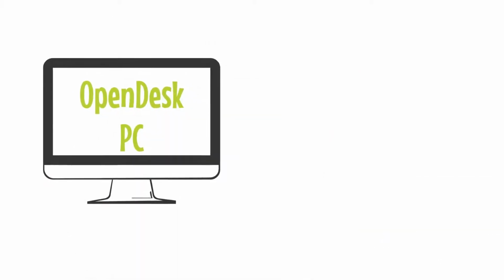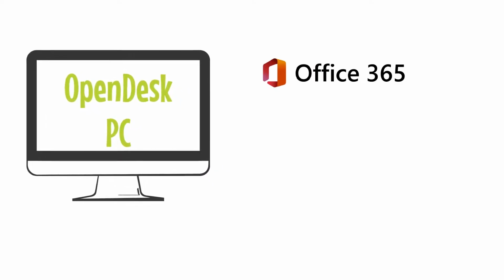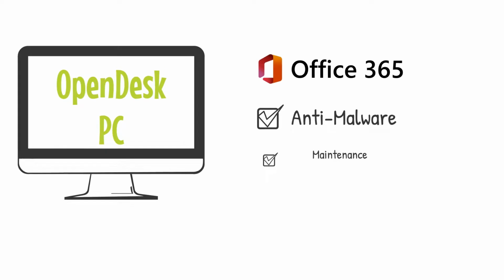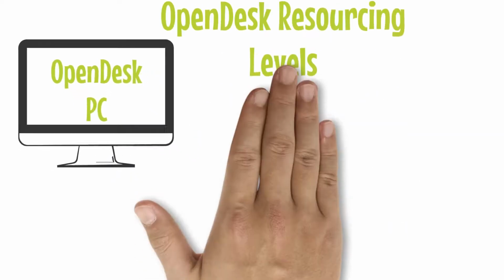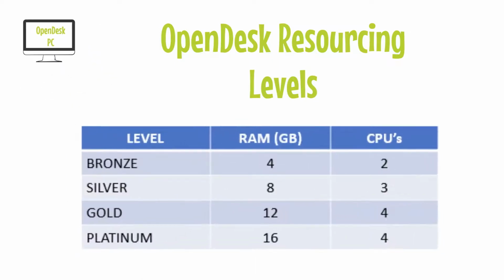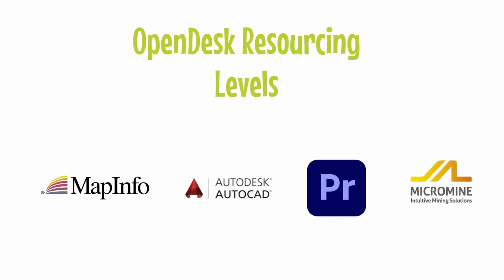Each OpenDesk PC comes complete with a Microsoft 365 E3 license, an anti-malware license, scheduled maintenance, and unlimited user support. There are 4 resourcing levels available depending on your requirements. Users can migrate up and down between the different levels. There are also options to add a dedicated GPU for specialist applications.